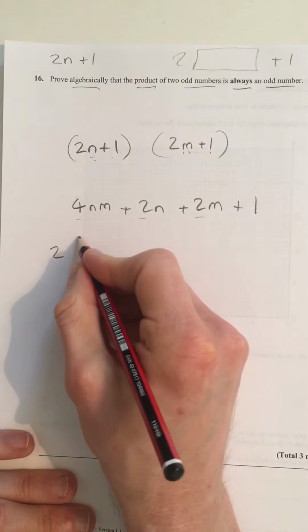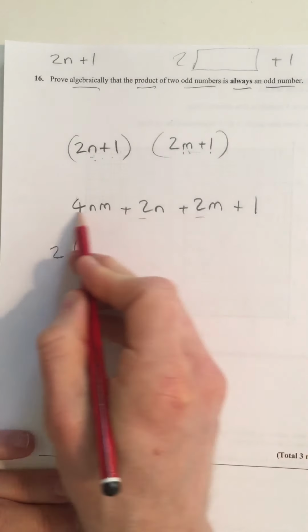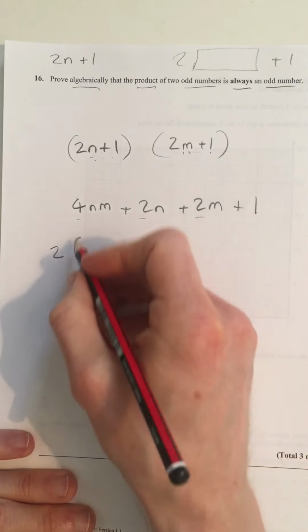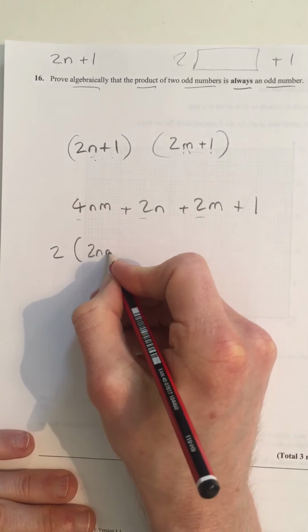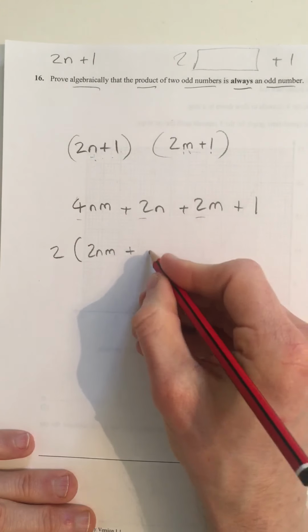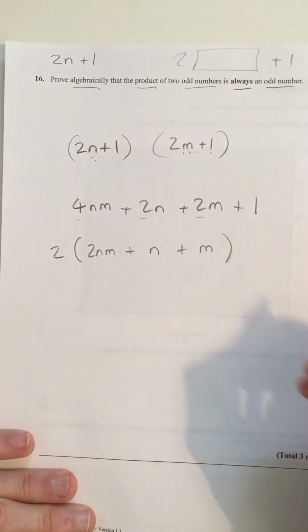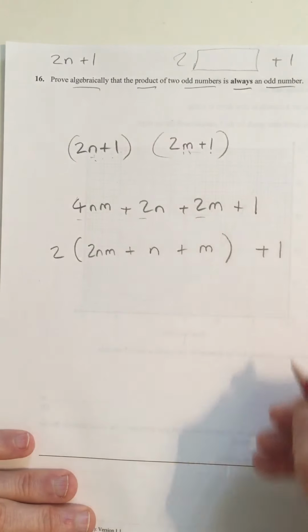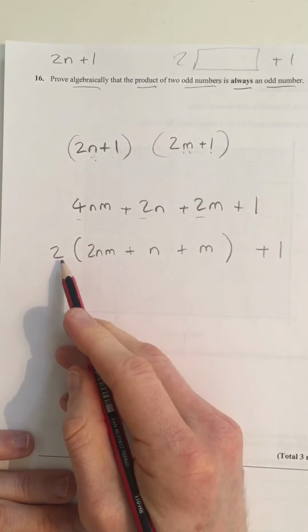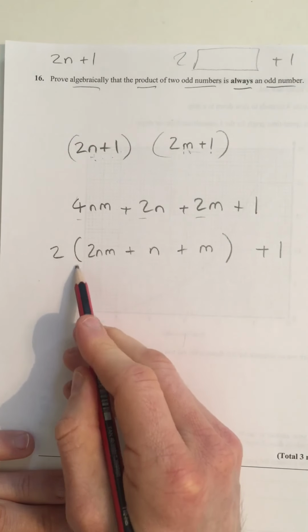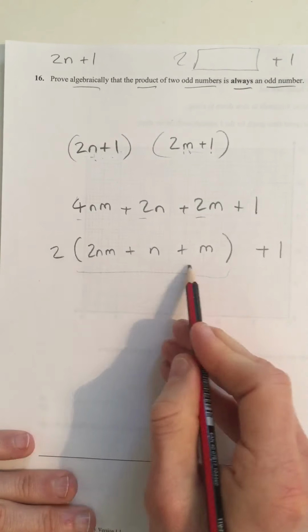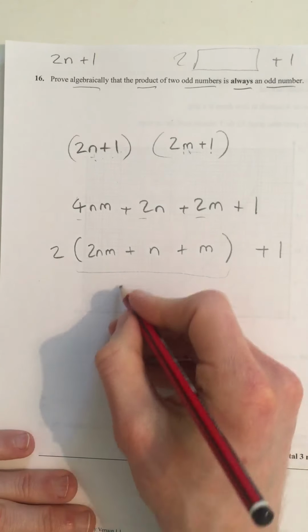So if I factorise 2 outside of these 3 terms here, this would be a 2 times (2nm plus n plus m) plus 1. So we can see now that 2 times all of this is going to be an even number.